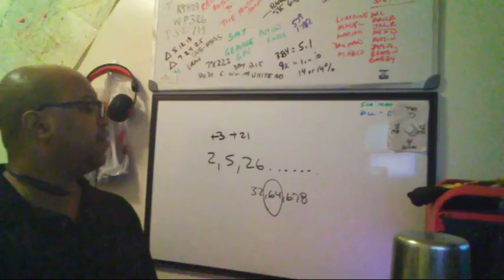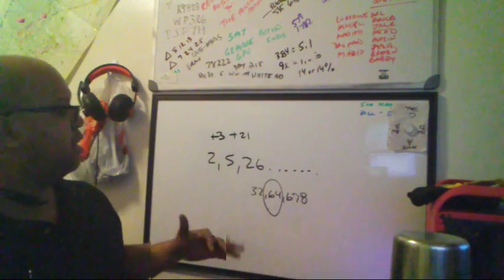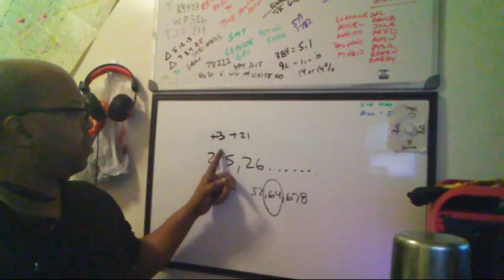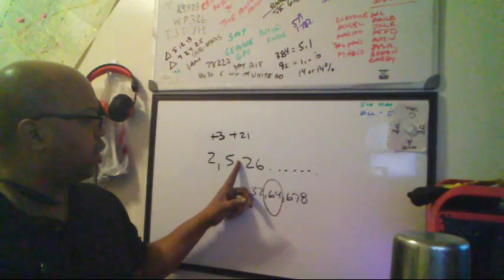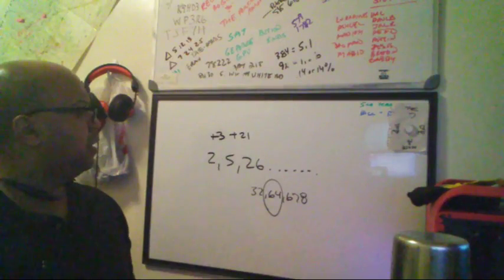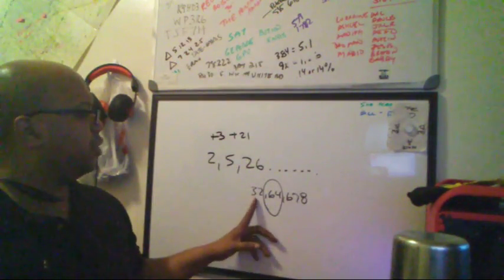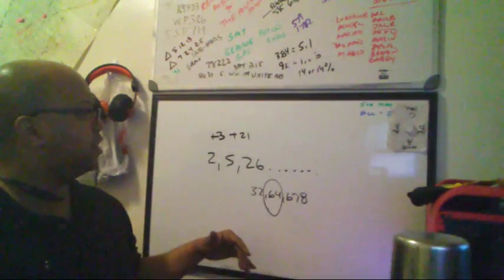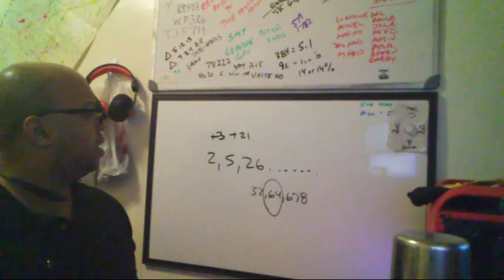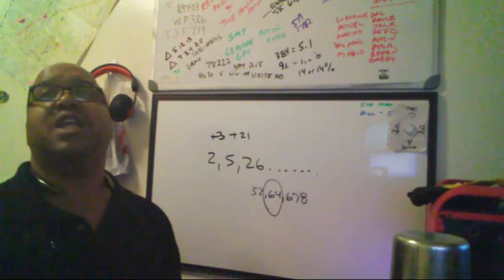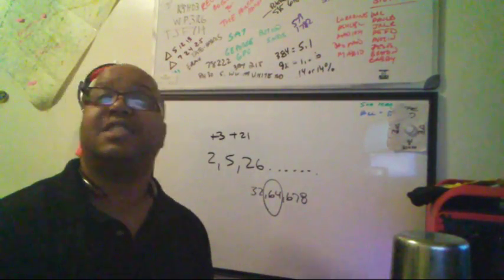Because I can't really see the arithmetic or the geometric sequence. But what I do know is the space between numbers. We have 3 between 2 and 5, and then 21 between here. So, to me, 32 is not logical. It would be further away, I would think. So 64 is kind of in the middle. And then 678 is way, way, way out. It's 678, is it?